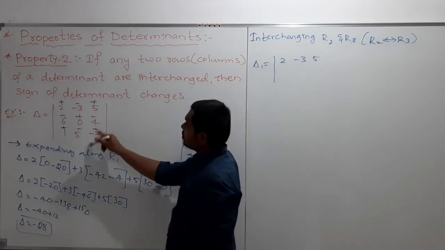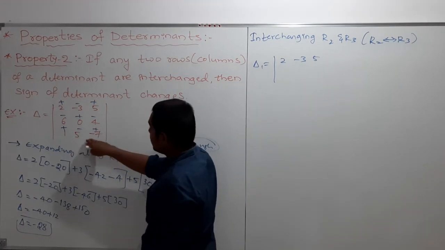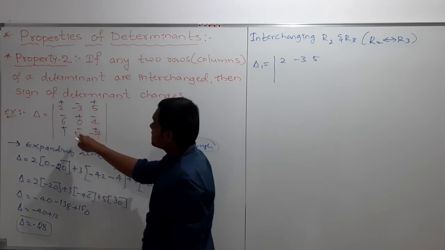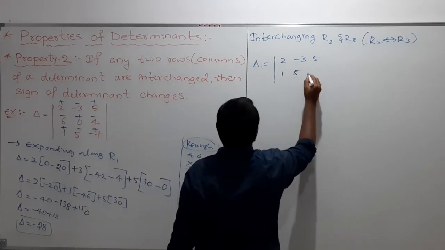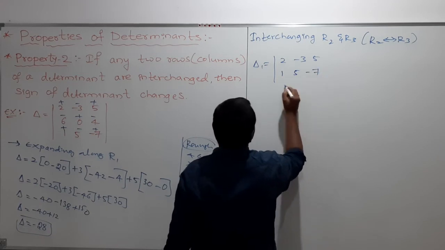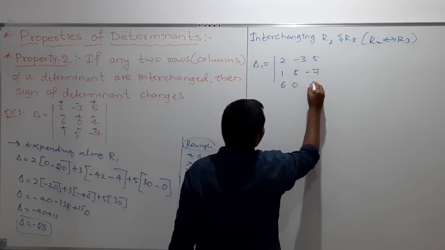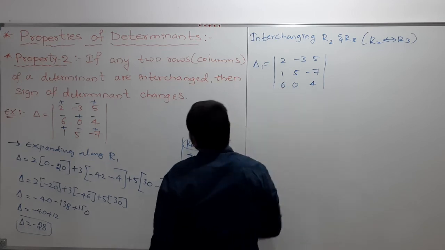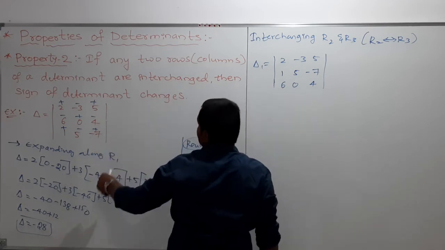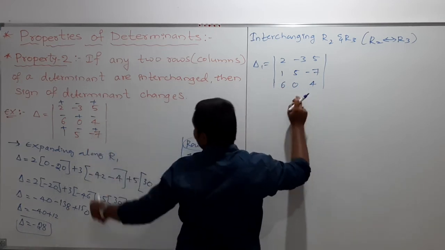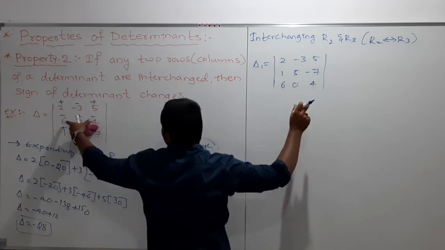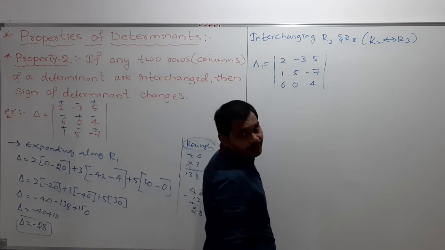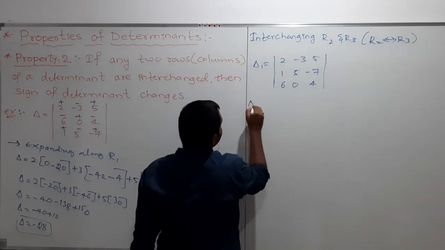But here row 2 and row 3 are interchanged. It means all these elements I will write here, and these elements I will write in this place. So that is 1, 5, minus 7, and 6, 0, 4. Clear? I interchanged this. Whatever was in row 3, I wrote in row 2, and row 2 elements I wrote in row 3. Clear? And now further simplify this, my dear students.